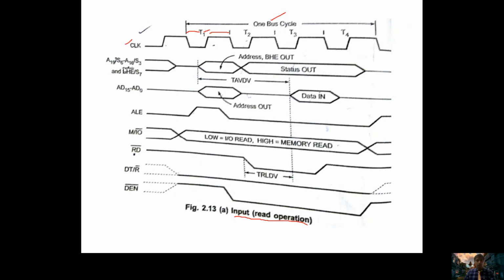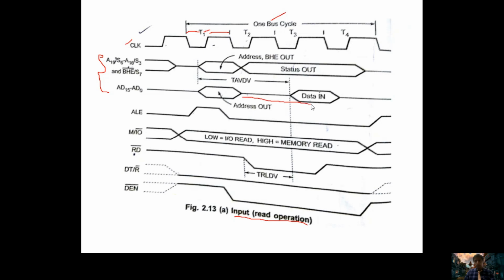Similarly, status lines are also not available. All are multiplexers. Here we are observing 21 multiplexed lines. First AD0 to AD15. So here AD0 to AD15 must be multiplexed before T1. During T1, these lines are converting into pure address and data. After T1, what happens? We have data lines available.